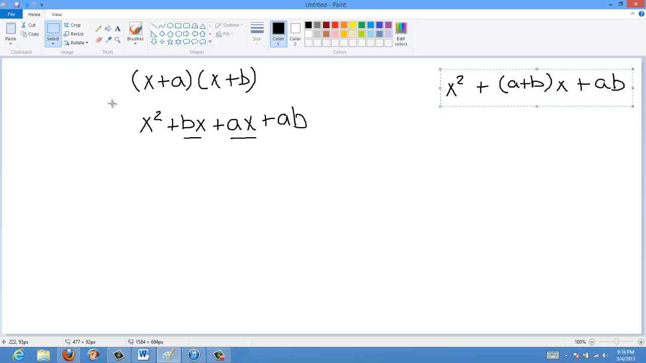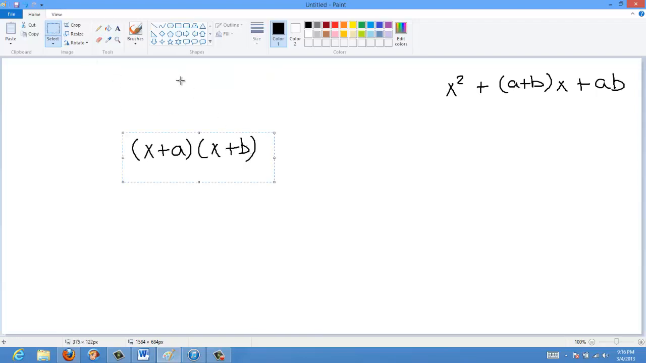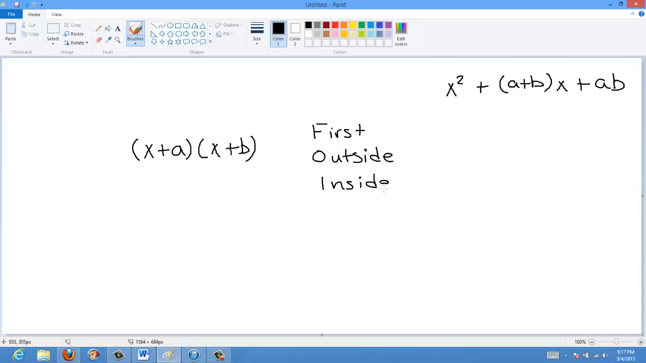Now I'll show you this with the FOIL rule, and we'll get the same thing. I just don't like it being called the FOIL rule. It's just kind of an odd name. FOIL is an acronym that stands for first, outside, inside, and last. The first means that you multiply this one with this one.